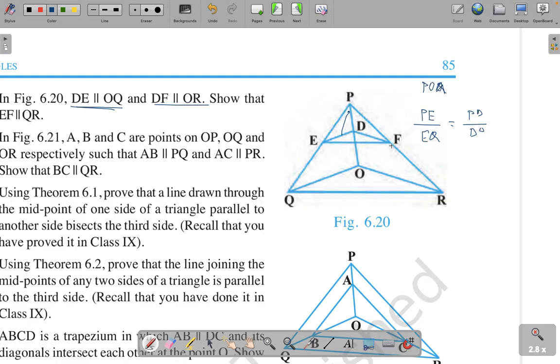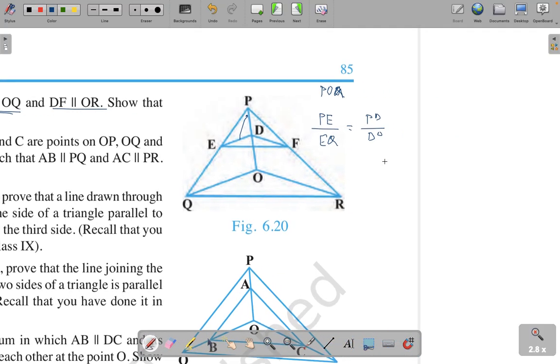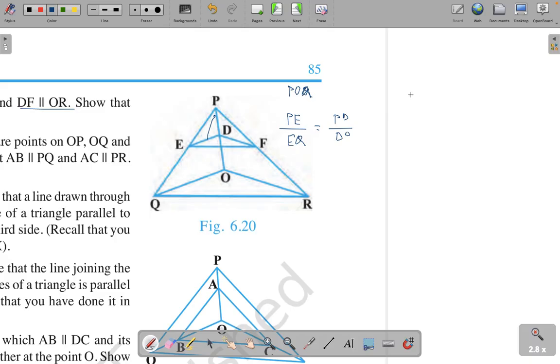It is given DF is parallel to OR. So what triangle to take? POR. Very good. So in triangle POR, again you'll take P as the point. So PD upon DO is equal to PF upon FR. So for both the cases we used BPT, this is from BPT, right?